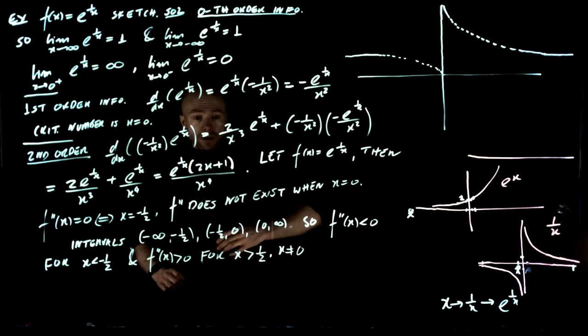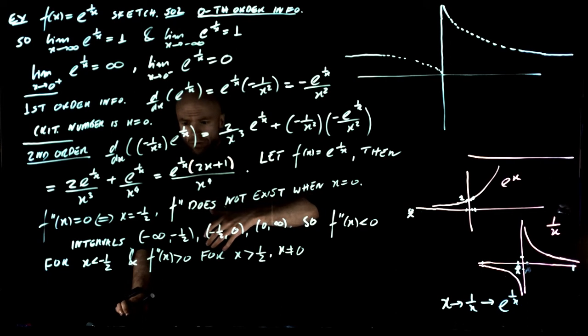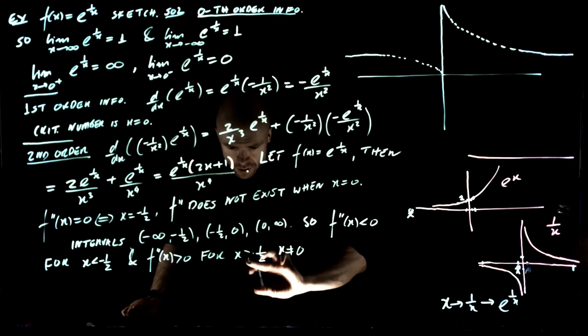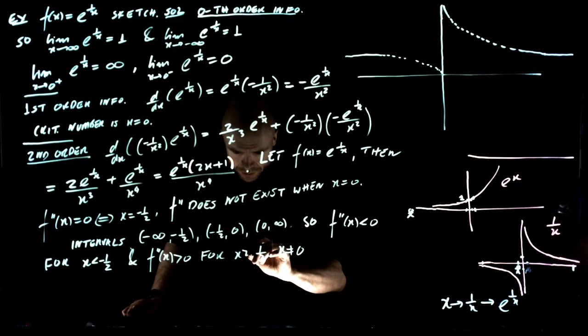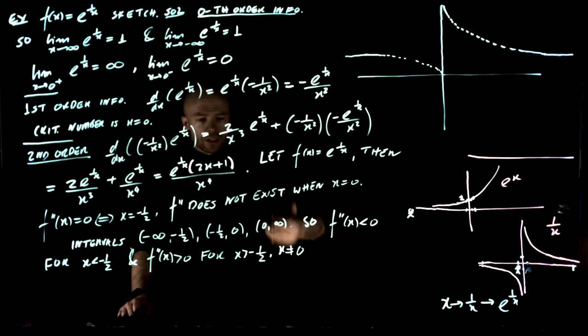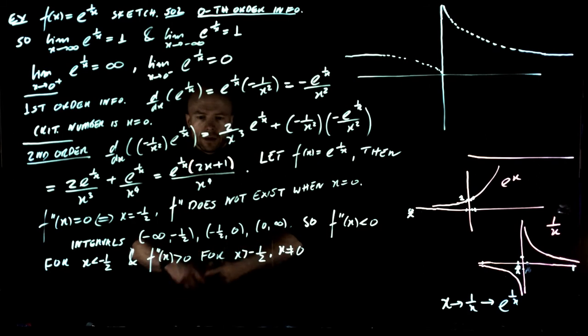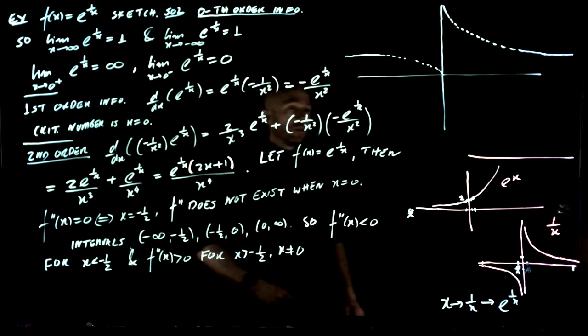So it is going to be concave down from minus infinity to minus a half, and then it's going to be concave up from minus a half to 0, and then again it's going to be concave up from 0 to infinity. Okay, all right, let's see if that makes sense with us.